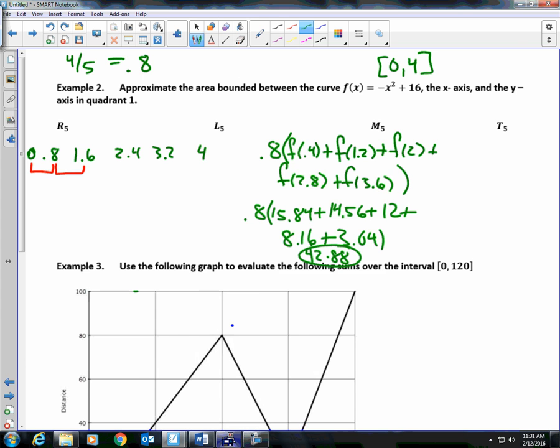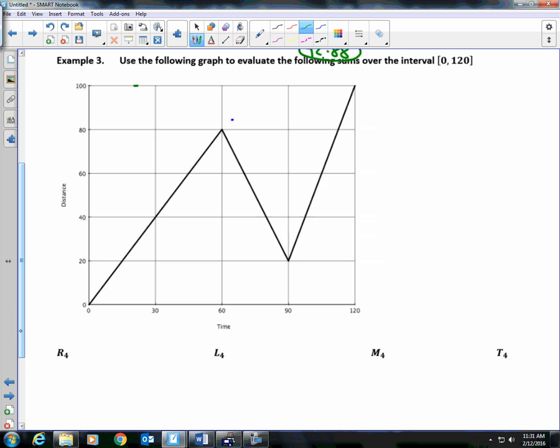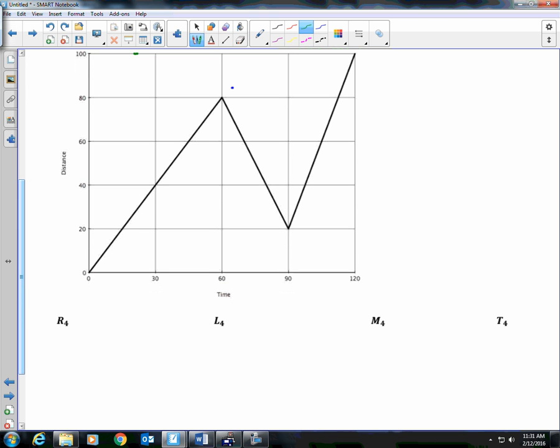So look at example 3. Use the following graph to evaluate the following sums over the interval 0 to 120. I want right hand of 4, left hand of 4, midpoint of 4, and trapezoidal of 4. What is the length of my interval? Each width will be 30. The entire width is 120. Divided into 4 parts will be 30.